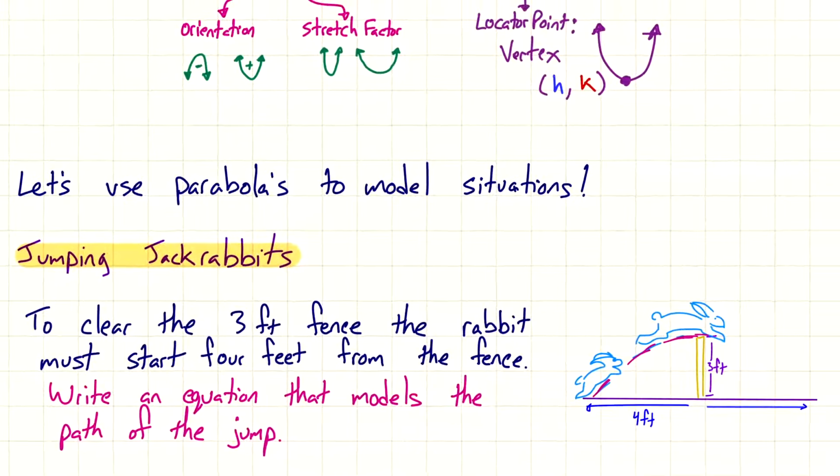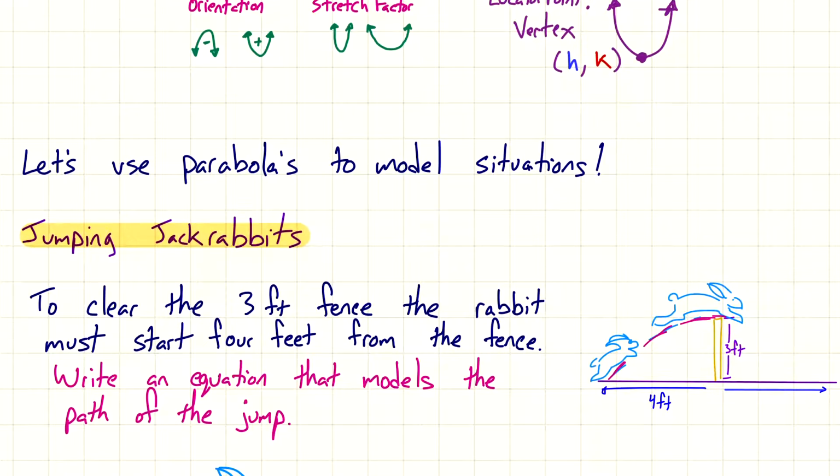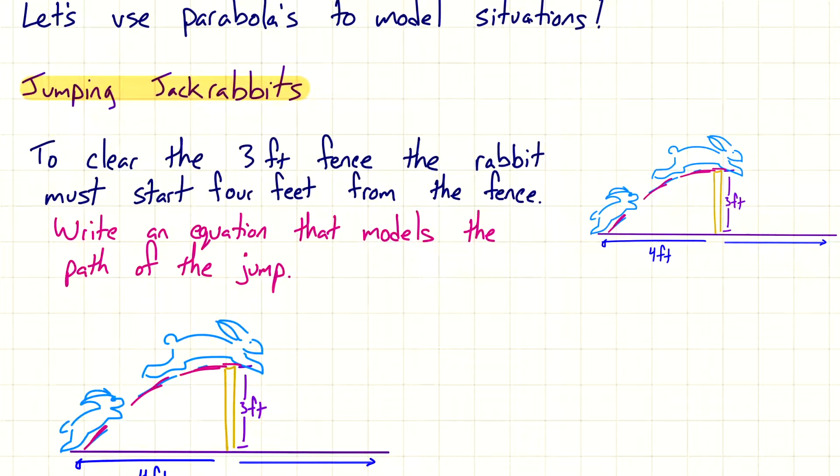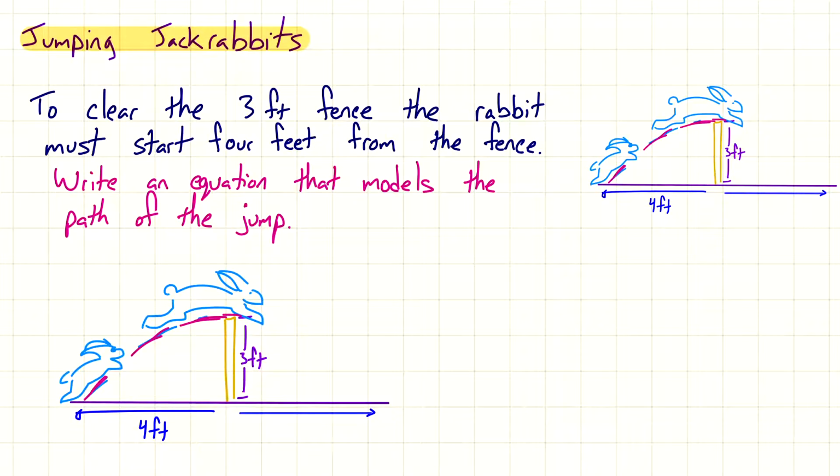So here is, let me just show you this. I'll just show you the whole thing. So this first of 3 problems I'm going to go over is called jumping jackrabbits. So to clear a 3-foot fence, this rabbit has to start his jump about 4 feet from the fence. So if this is the fence, which, we're told it's 3 feet tall, he has to start jumping 4 feet away to complete the jump.